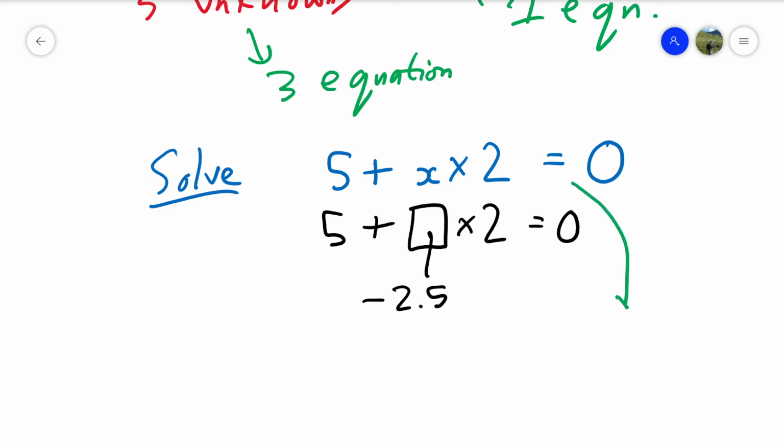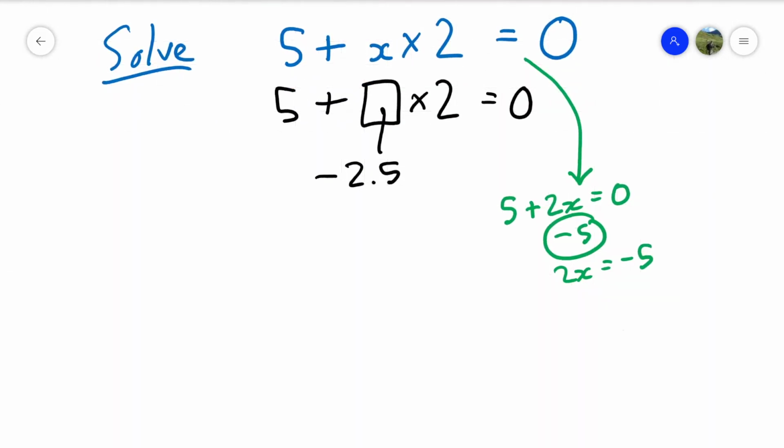I mean, I would be happy with that, because I would call that by inspection. It's pretty obvious. If you want to do it a different way, you could say 5 plus 2x equals 0. You can minus 5 from both sides, which gives you 2x equals minus 5. Let me just shift this a bit. And then x equals minus 5 over 2.